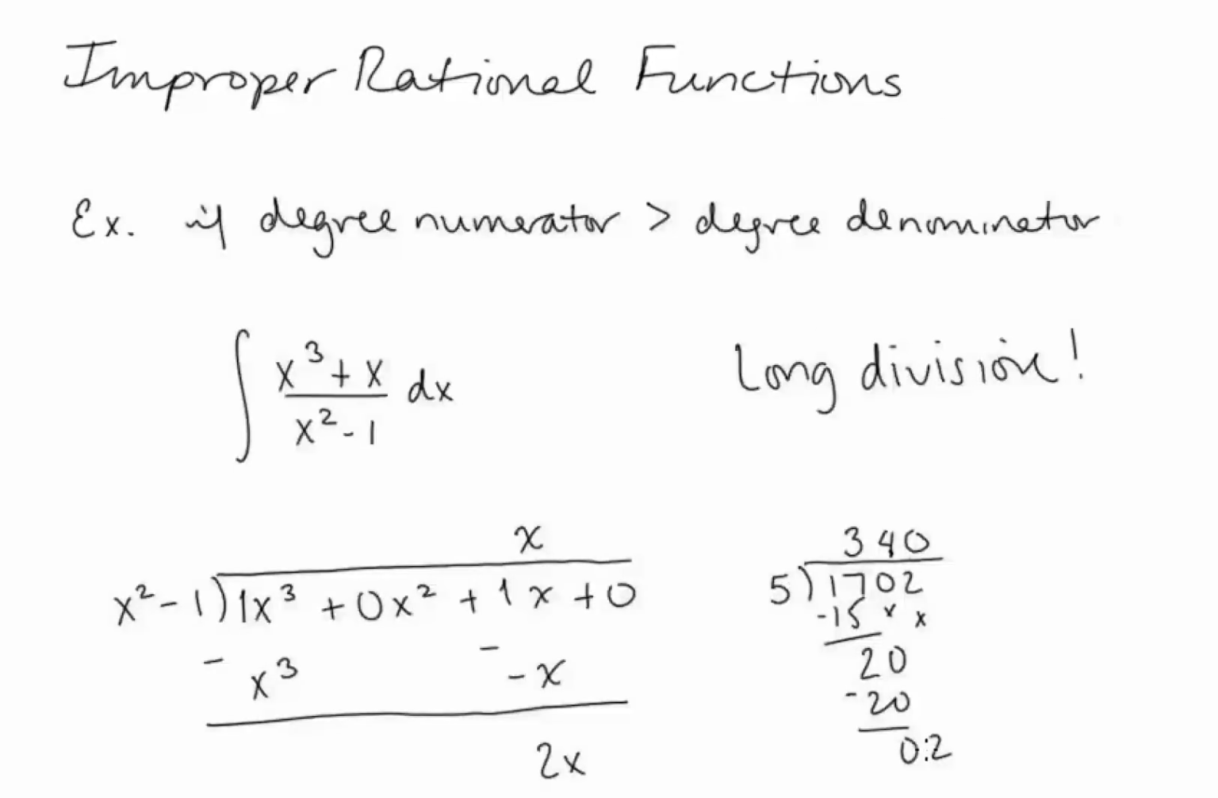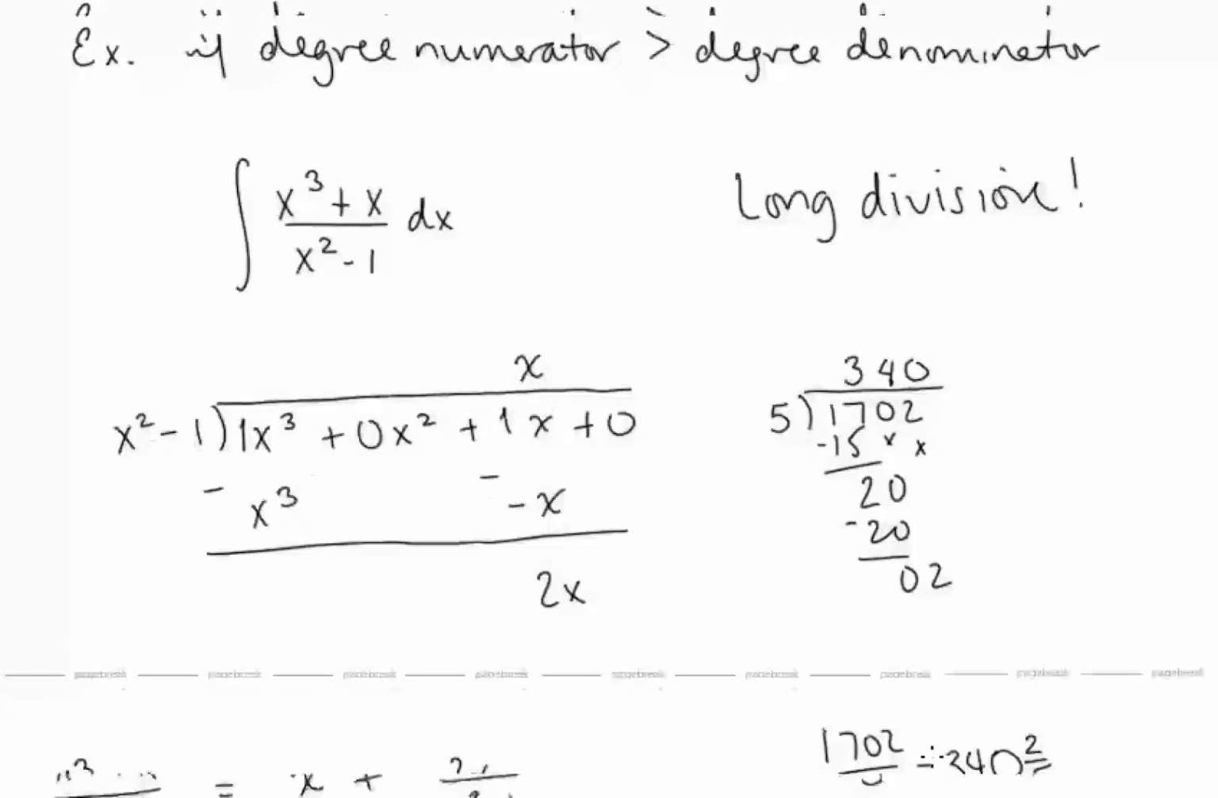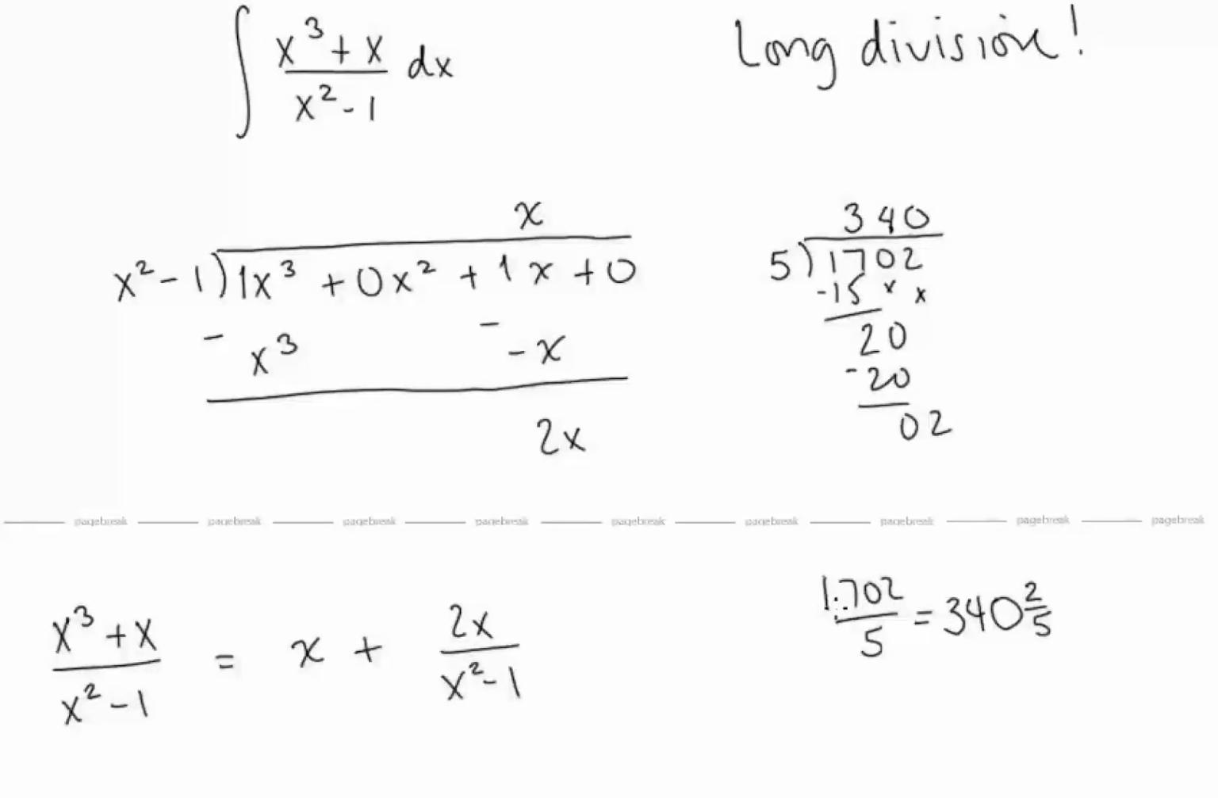5 does not go into 2, so what we have found here is that 1702 divided by 5 is equal to 340 remainder 2, or 340 and 2/5. Now how does it apply for polynomials?